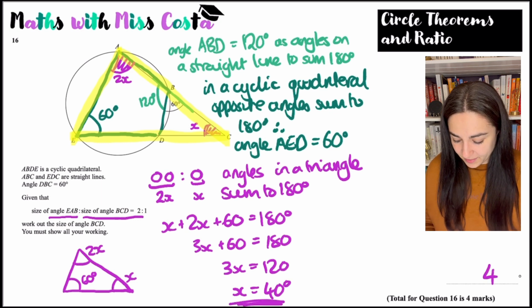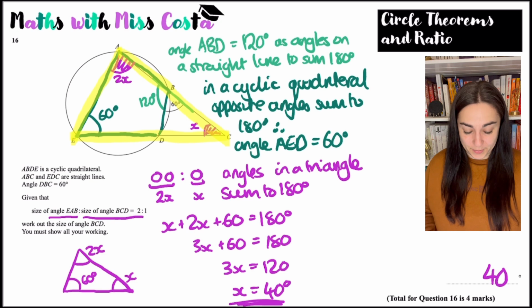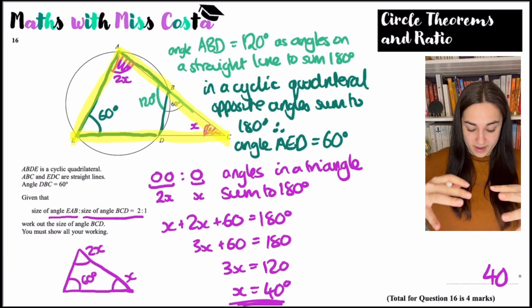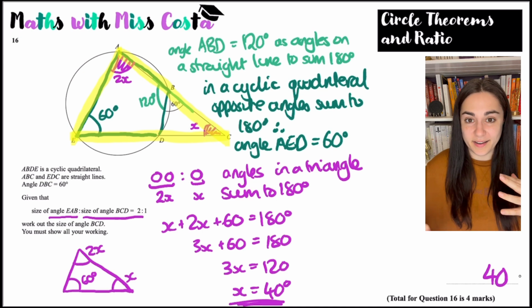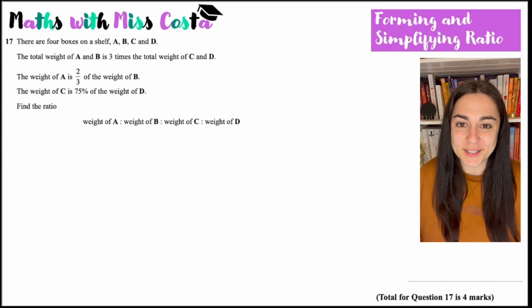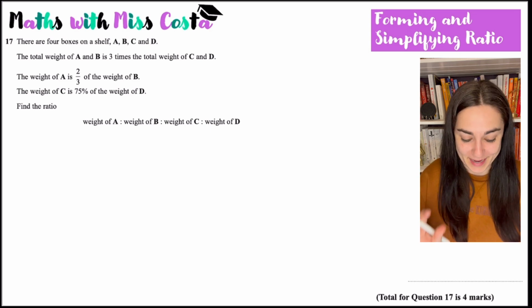So the last part, and the bit that catches most people out, is just zoom out and think to yourself, okay, I've got a cyclic quadrilateral, but how can I look at all of the other lines? Oh, that's a giant triangle. So let's use that. So in this question, I've got one of the trickier ratio questions.